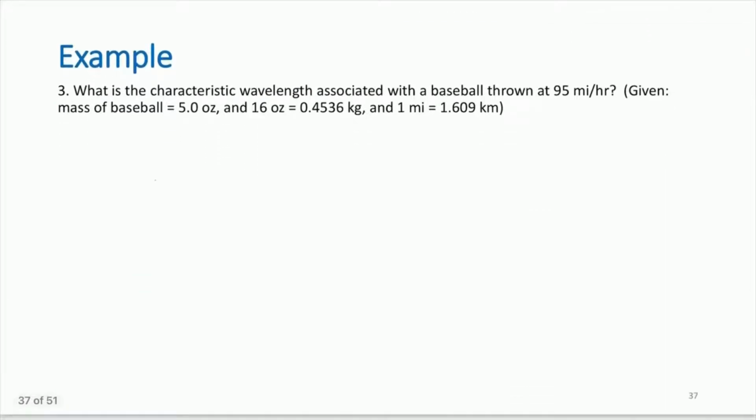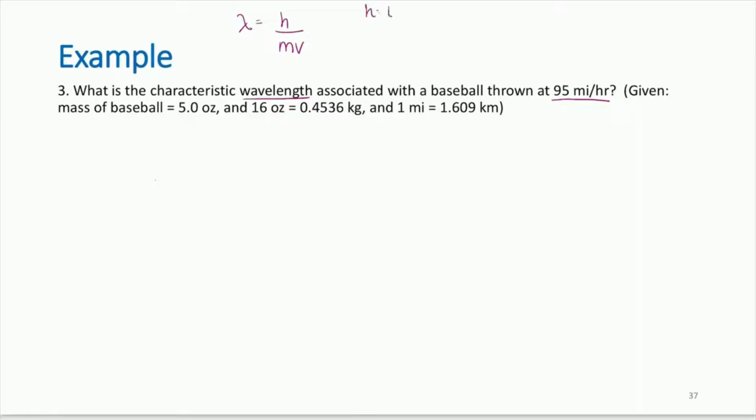So, what is the characteristic wavelength associated with a baseball thrown at 95 miles per hour? We're given that the mass of a baseball is 5 ounces, 16 ounces is 0.4536 kilograms, and 1 mile is 1.609 kilometers. Well, to do this, I need the de Broglie equation. So lambda is going to equal h over mv, because I want wavelength, and I've got velocity here.